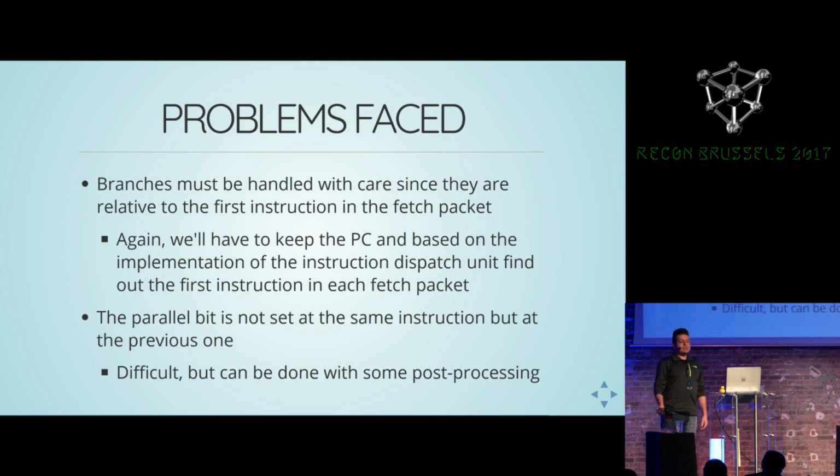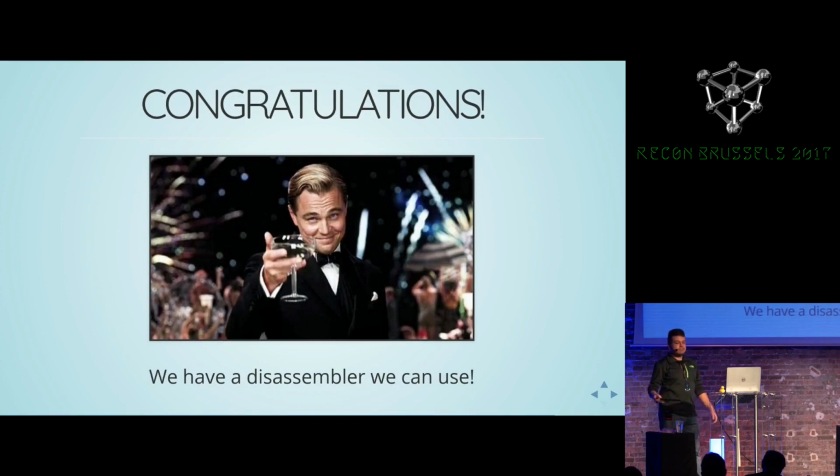Another problem is the parallel bit. As you saw before in the assembly, we put two bars to show that this instruction will be executed in parallel with the previous one. But this is not encoded in the current instruction, but it's encoded in the previous instruction. So it's pretty difficult due to the way Capstone and LLVM work. It had to be done using some post-processing. After completing all this, we had a disassembler we could use.